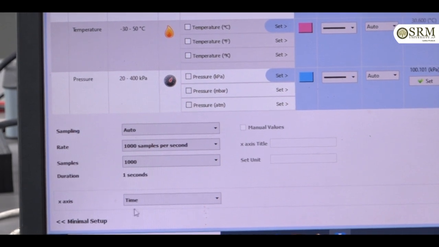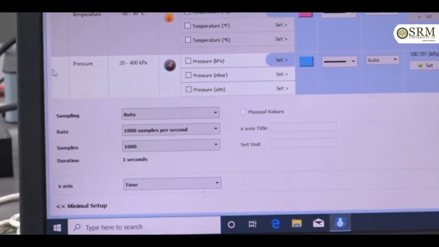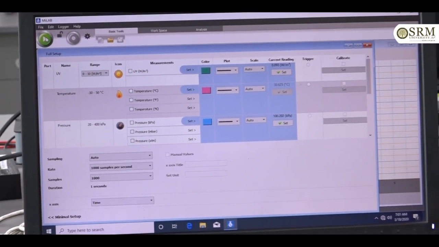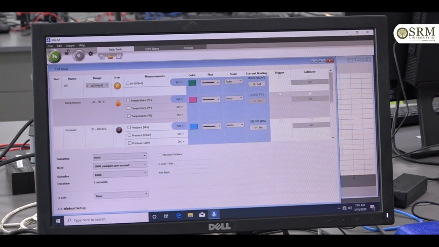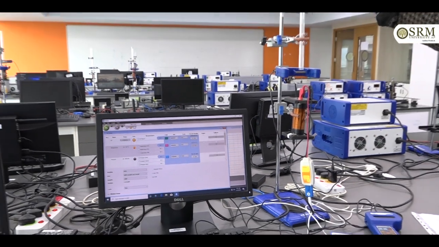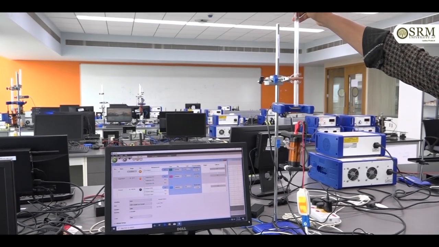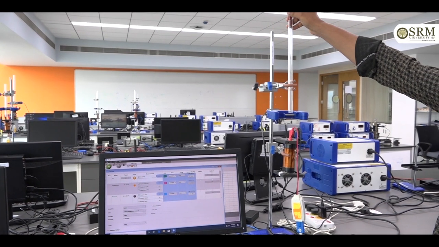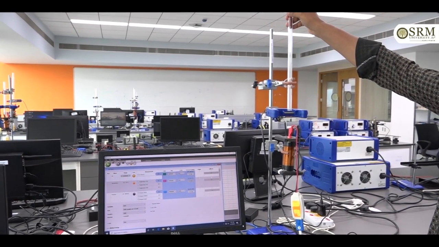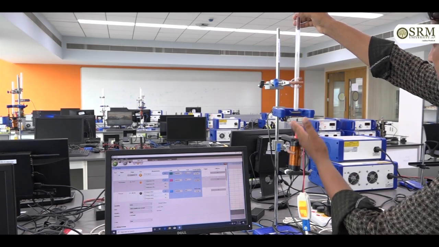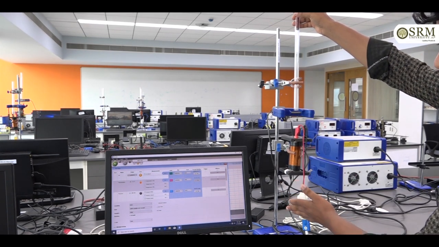On the x axis we have taken time. This is the start bar to start the experiment. Keep your left hand on the mouse and your right hand on the glass tube. Be ready with your cylindrical magnet to pass through the glass tube. The glass tube will guide the magnet so that it passes exactly through the circular coil.